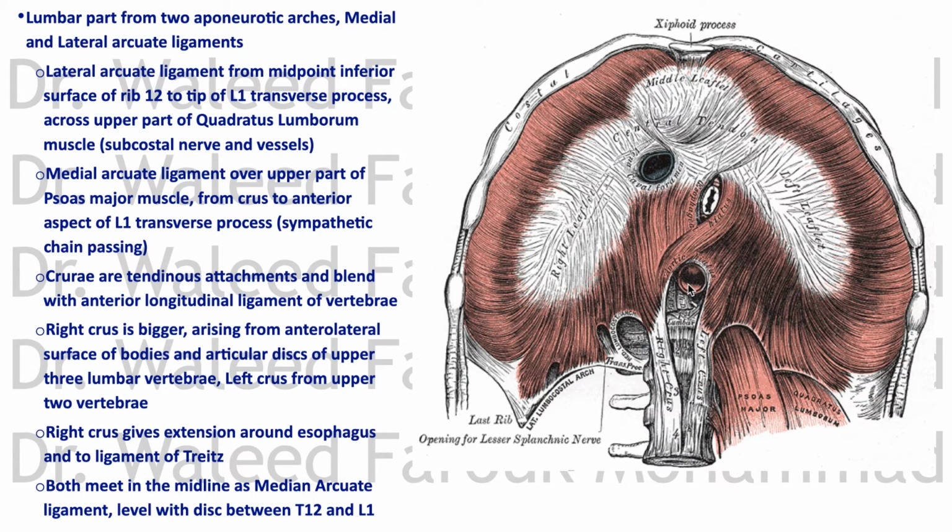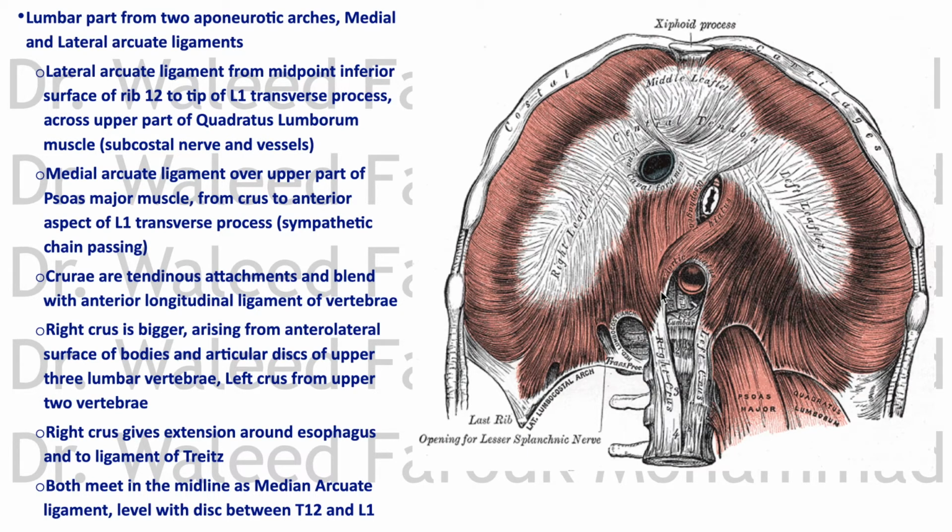See, remember this. Now this opening is at the level of T12, and we will talk about the openings now. Remember that the right crus is bigger and arises from the anterolateral surface of the upper three lumbar vertebrae, so it has a longer origin. Also, what's unique about the right crus is that it sends an extension of muscle. See that? This loop of muscle surrounds the esophageal opening. This is the esophageal opening, and this is the esophagus passing to the abdomen.